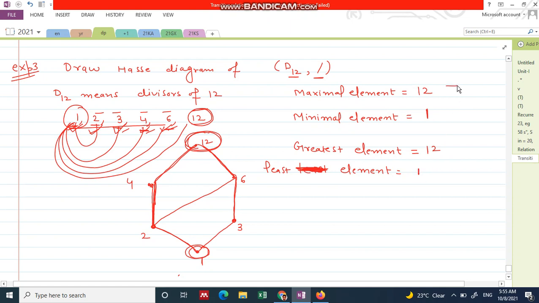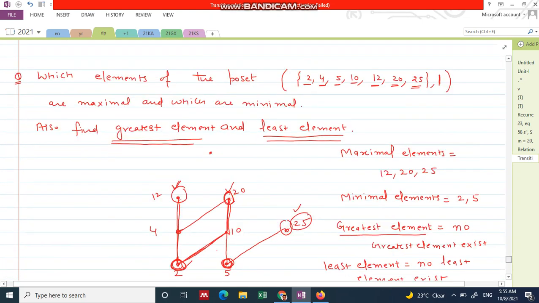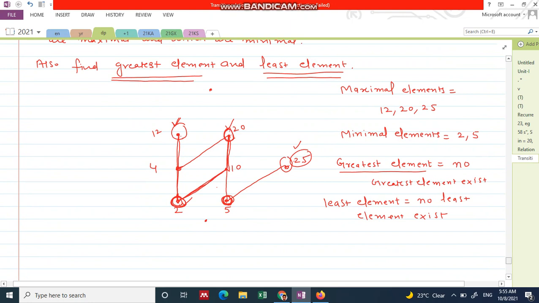So in this example we have seen that the maximal element and the greatest element are the same, and the minimal element and the least element are also the same. But it is not the case that you get them the same every time. As we have seen in the previous example, we had maximal elements and minimal elements, but we could not find the greatest element and the least element in the diagram.